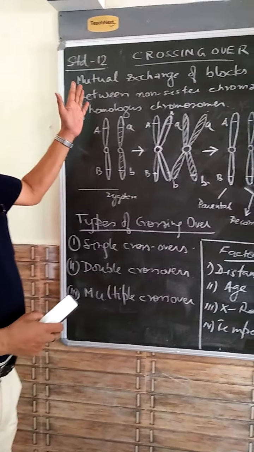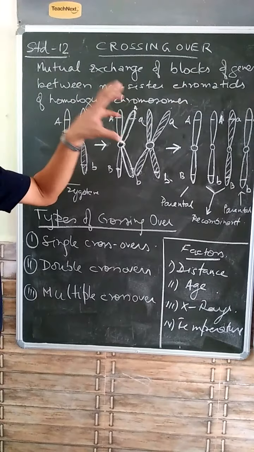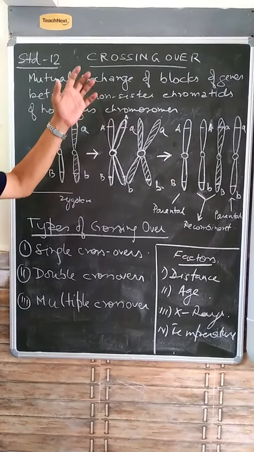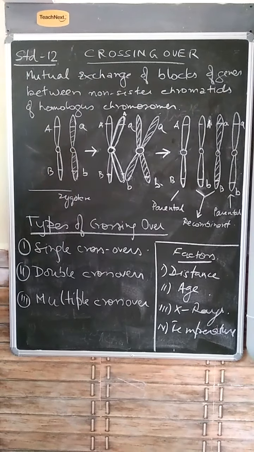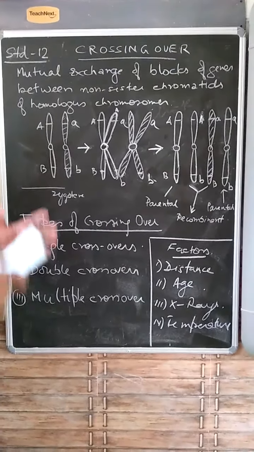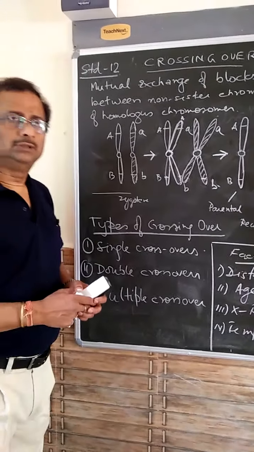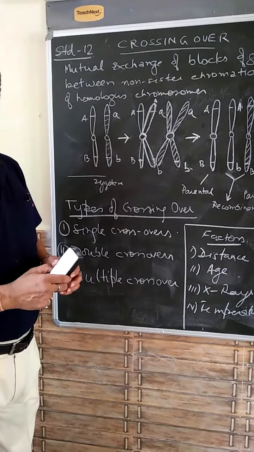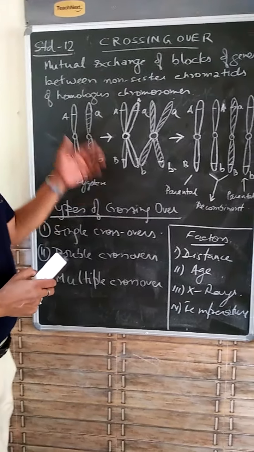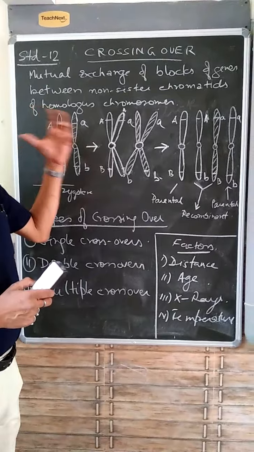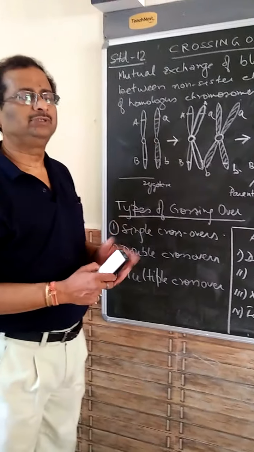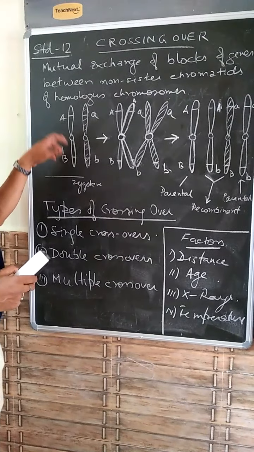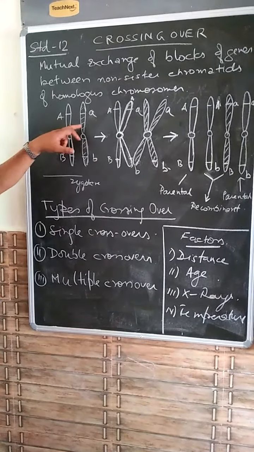Now, what is that? There is a mutual exchange of the block of chromosome from the two non-sister chromatids of the homologous chromosome. That means when the reduction of the chromosome is taking place, between each homologous chromosome there is an exchange of the genes at a particular region we call the chiasmata.